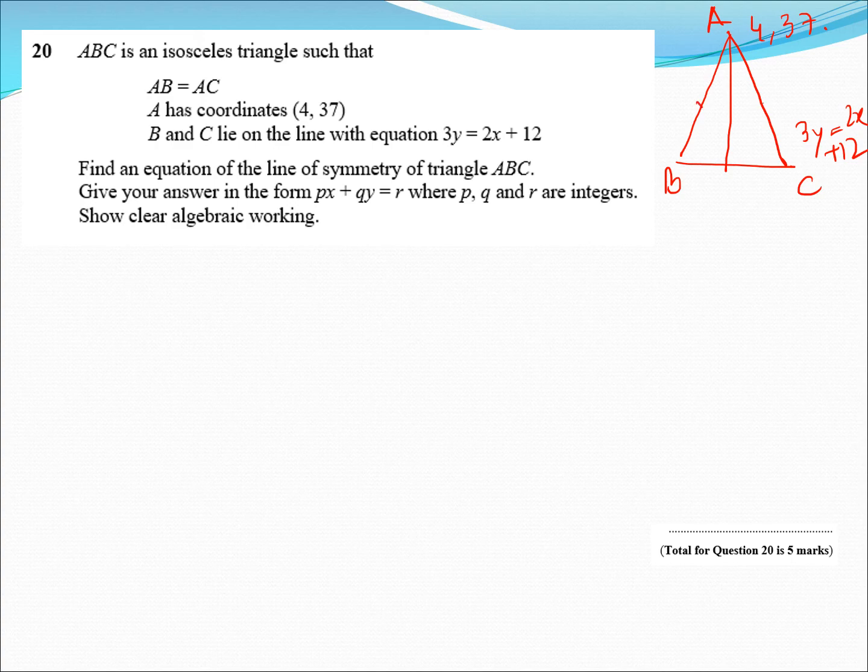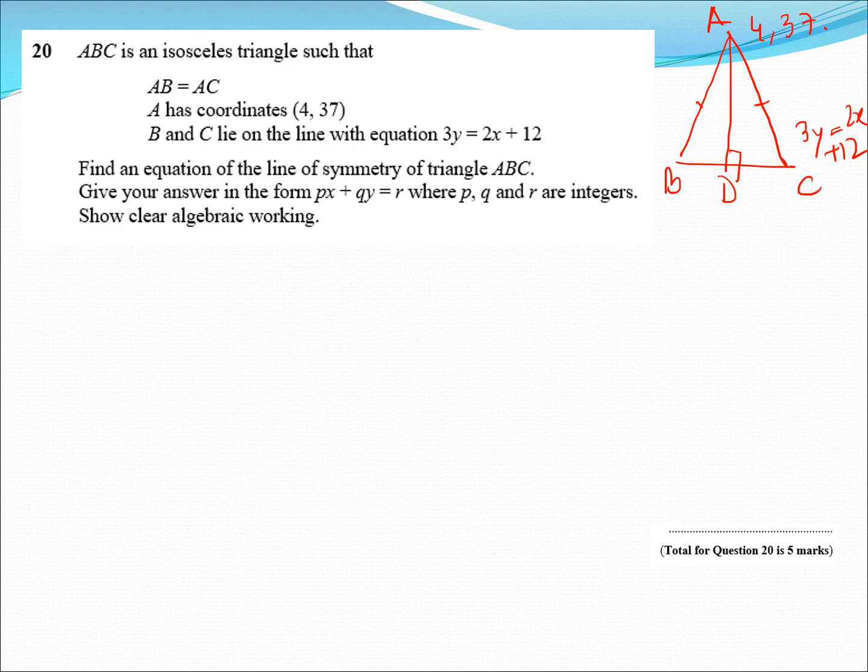Now we need to know one thing, that the line of symmetry of an isosceles triangle creates a perpendicular line with the base. So that means, let's call it AD, this line of symmetry. AD is perpendicular to BC. So we know that perpendicular lines have got negative reciprocal as gradient of each other. In other words, if one gradient is 5, the other one will be negative 1 over 5. That's just an example.